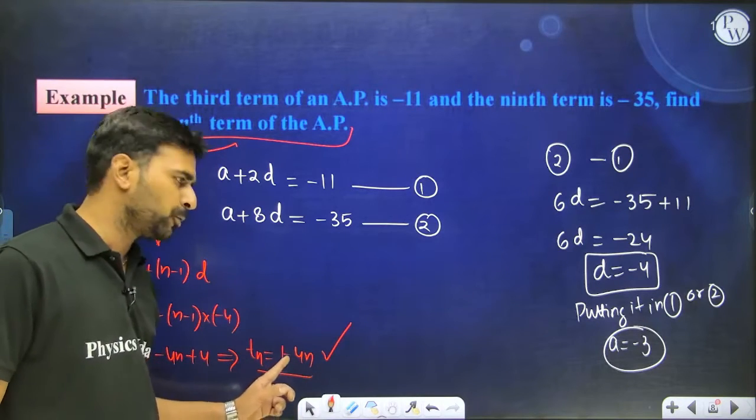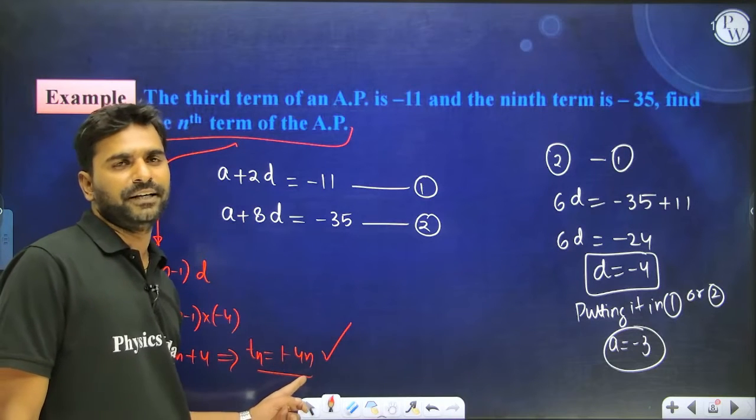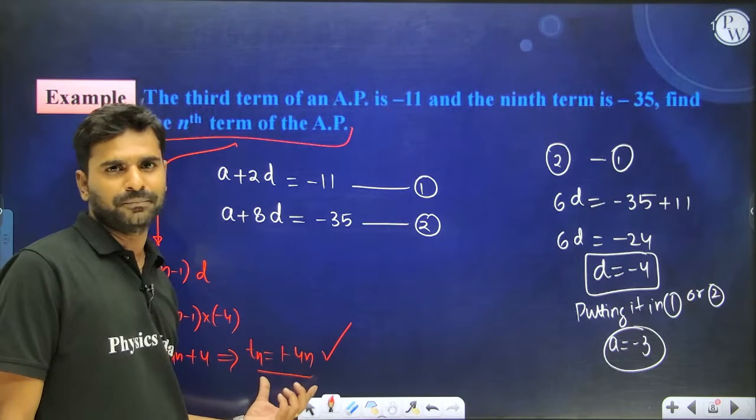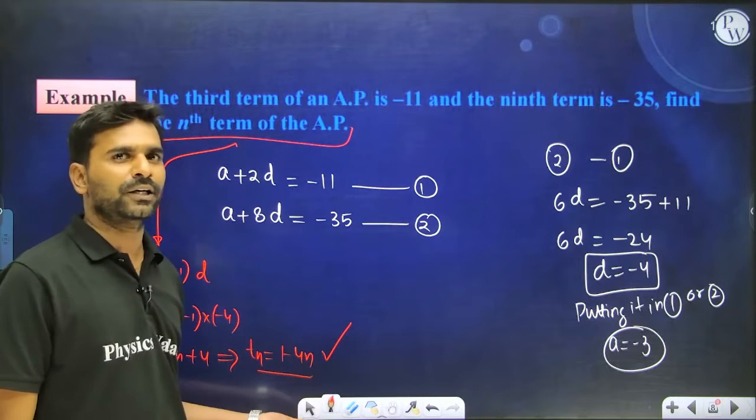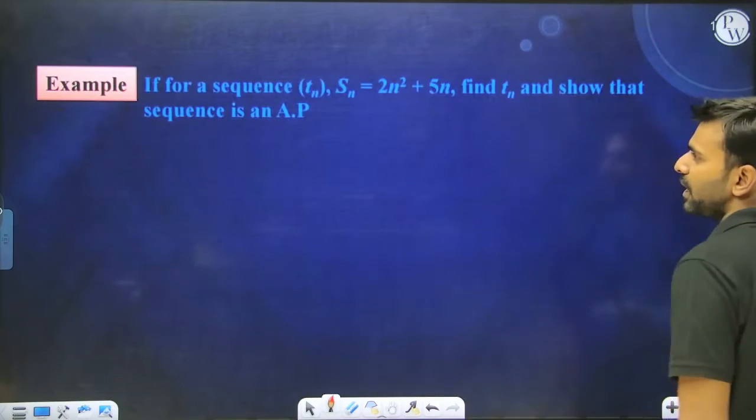If you put n is equal to 2, you're going to get minus 7, that is the second term. If you put n is equal to 3, you're going to get the third term, that is minus 11. If you put n is equal to 4, you're going to get the fourth term, that is minus 15, and so on. All the numbers can be comfortably found out from here. I hope you guys are clear with this.